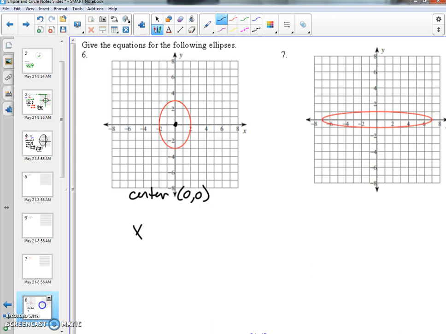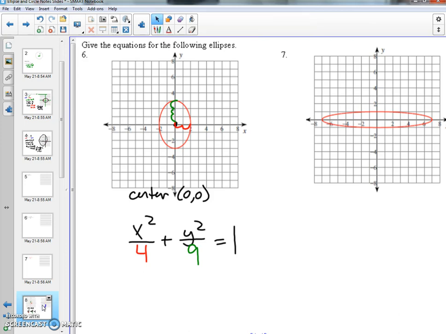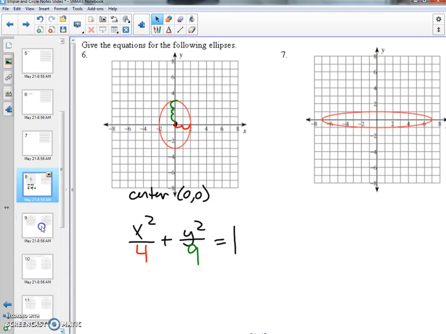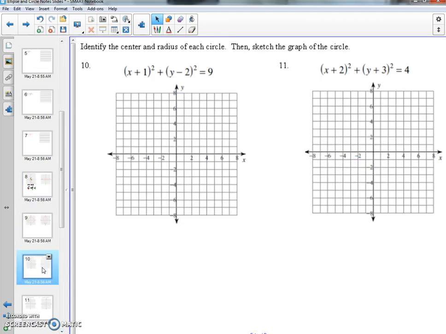So I know I'm just going to have x squared over something plus y squared over something, and an ellipse is always equal to 1. So I need to figure out what those numbers on the bottom are. To do that, I have to figure out how many I'm counting left and right. Here I'm going right 2. 2 squared is 4. For the vertical part, I'm going up 1, 2, 3. 3 squared is 9. So that would be my entire equation. We'll leave the rest of the ellipses there for you to find the formula of.